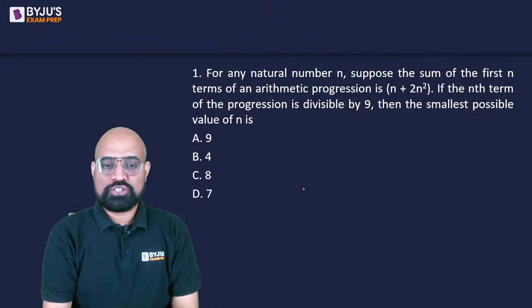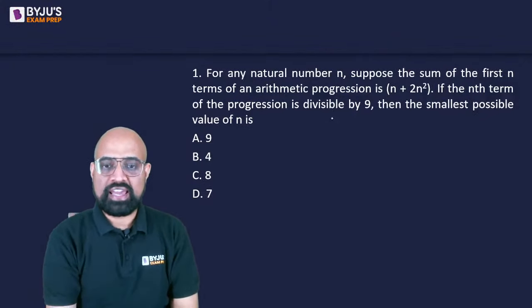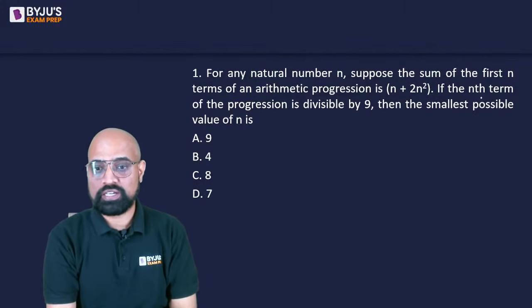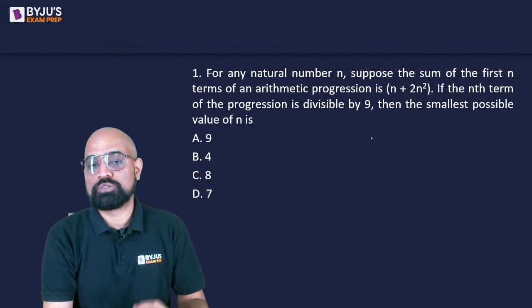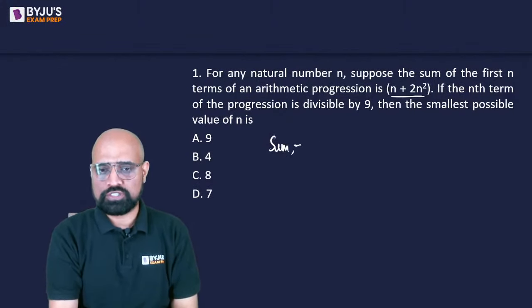So the first question: for any natural number n, suppose the sum of the first n terms of an AP is n plus 2n square. If the nth term of the progression is divisible by 9, then the smallest possible value of n is. Since n plus 2n square is the sum, I need the first two sums. If I put n equal to 1, I get the sum as 3, and if I put n equal to 2, I get the sum as 10.